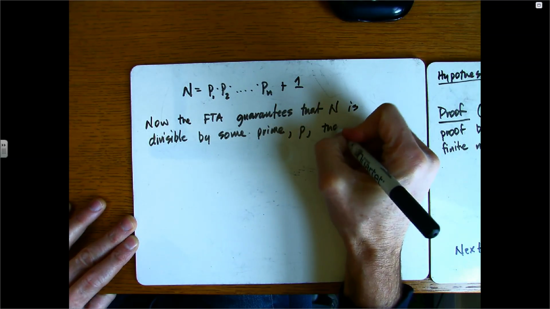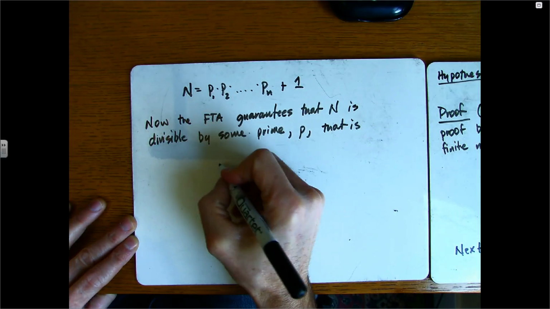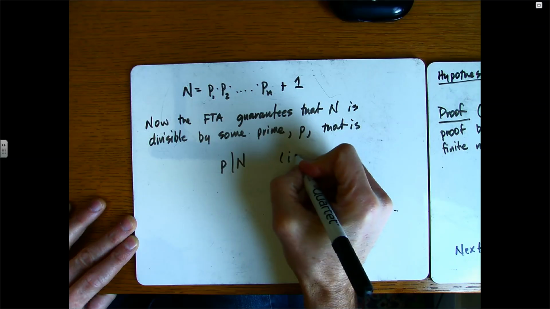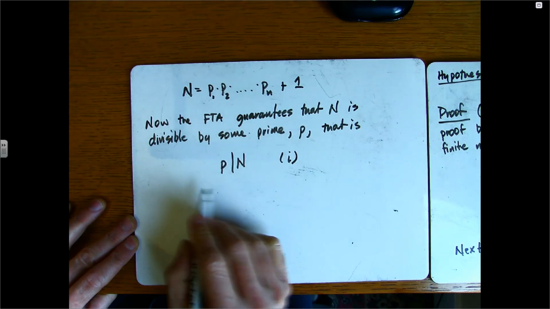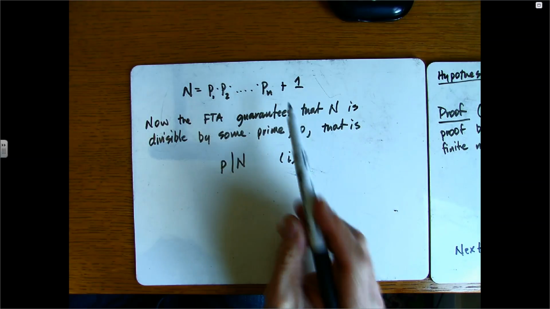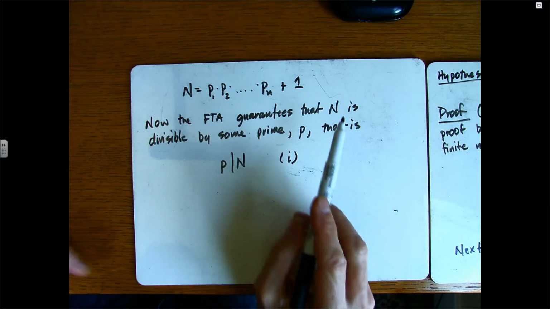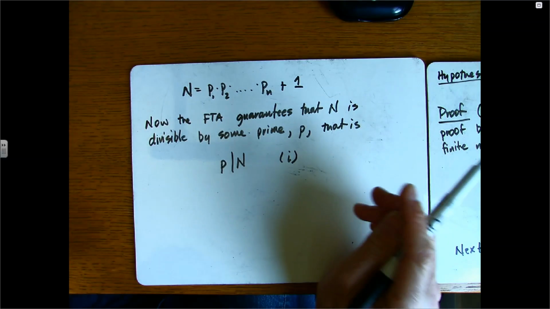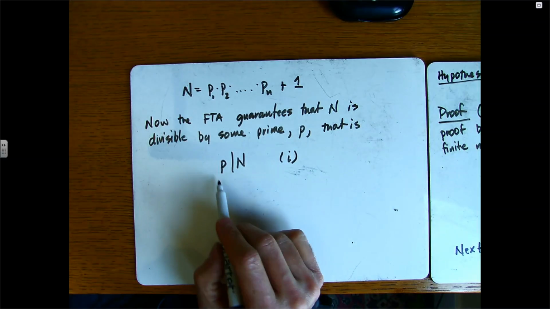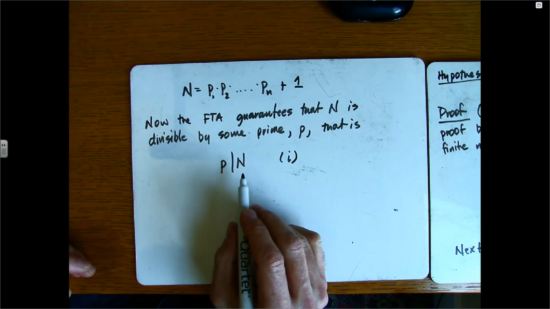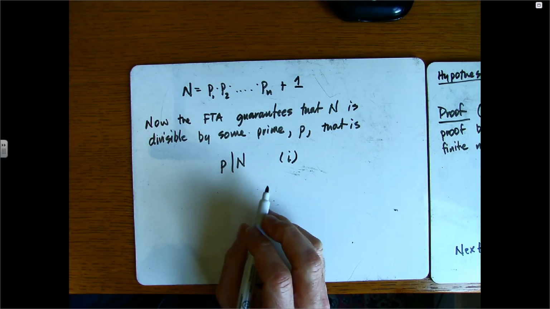That is, P will divide N, right? I'm going to call this equation 1. So the form of N itself could be prime, or N could be divisible by some other prime, right? So N is either prime or composite, and it's either divisible by itself, so P is a prime equal to N, or it's divisible by some other prime, okay?